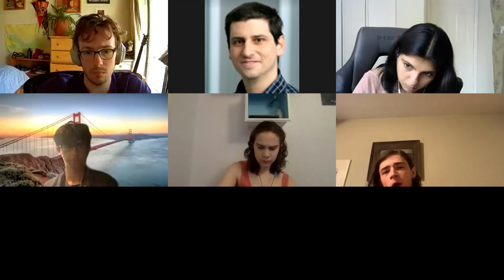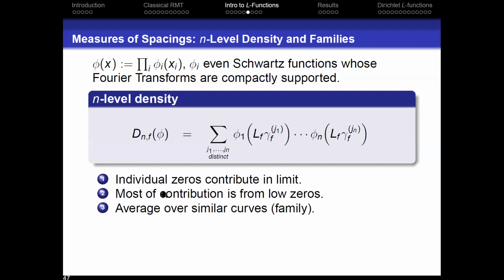Okay, so returning to the slides, what's nice about this is the individual zeros can now contribute in the limit. And in fact, most of the contribution is going to be from the zeros near the central point. So whenever you see a function like this, always think of maybe a Gaussian, which has extremely rapid decay. And so the biggest contribution would be from zeros at the central point where gamma f is 0. I'm running the zeros as 1/2 plus i gamma of f. And then as I get further and further away, the contribution is going to be smaller and smaller. And then the hope is that if we average this over similar curves, we're going to get something very nice.